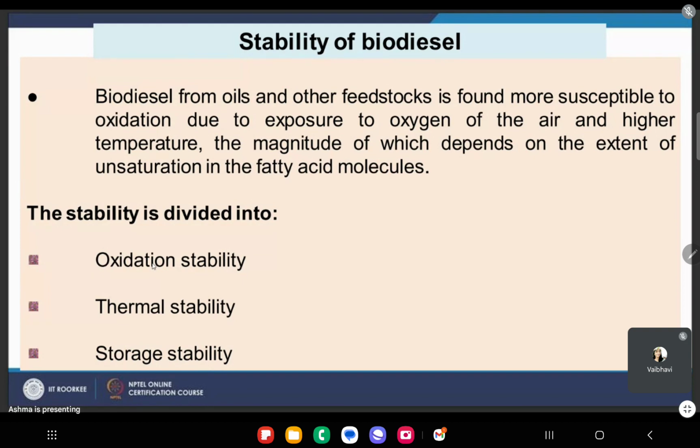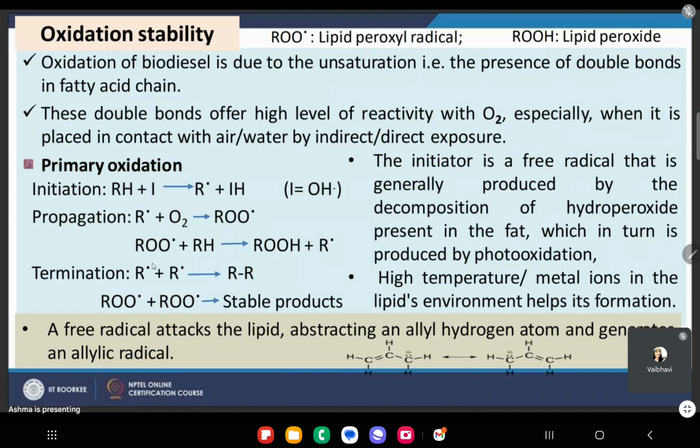So the biodiesel is very susceptible to oxidation, because with oxygen different reactions take place, and these lead to the degradation of the biodiesel. So the stability of biodiesel is divided into oxidation stability, thermal stability and storage stability. So we have first oxidation stability.